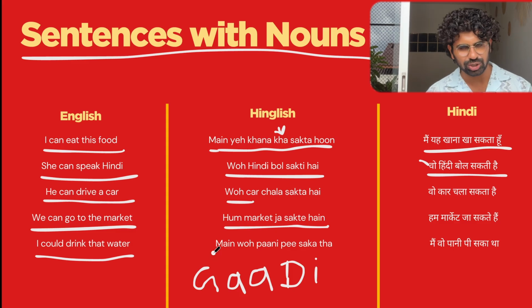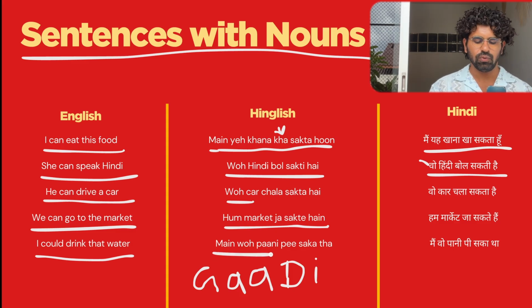I could drink that water. मैं वो पानी, that water is वो पानी, water is पानी. So मैं वो पानी पी सका था. I could drink that water, right? Perfect. So some of them might be a little bit more everyday sentences that you could use in your everyday life when you're talking with people, right?